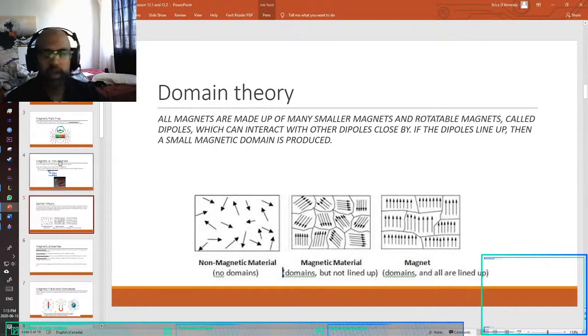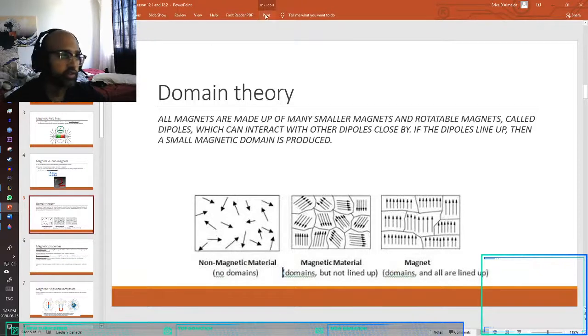Anyways, so what is a magnet? How do we get magnets? Do they just grow out of the earth? Well, kind of. The way that we think magnets come about is what we call domain theory. Magnets are all made up of smaller magnets, and rotatable magnets called dipoles.